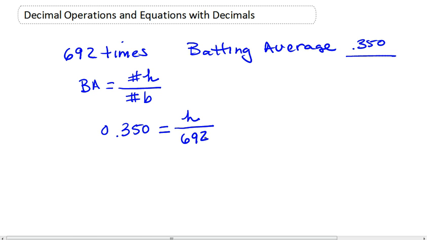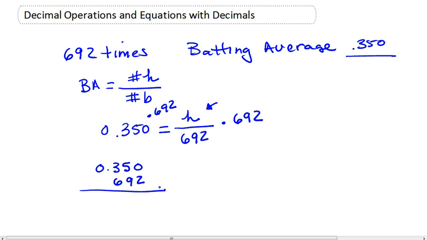Let's use one of our transformation principles. Our variable is h. We want to figure out how we can undo dividing h by 692. Well, the inverse operation for division is multiplication. So I'm going to multiply both sides of this equation by 692. Now this is very similar to what you did in the last lesson. The only difference is that now you're dealing with decimals.